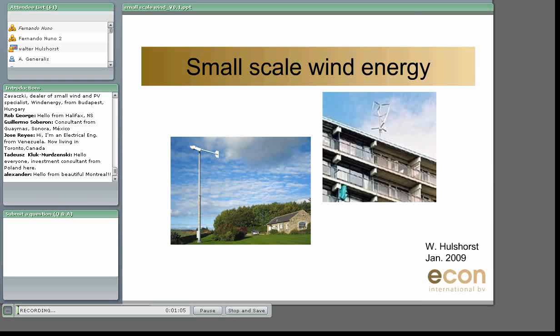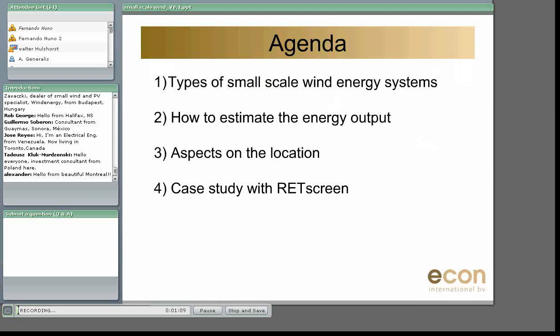So the agenda for this afternoon, evening or morning, depends on the time where you are. We will start with several types of small-scale wind energy systems we have around the world, and how you can estimate your energy output. After all, if you have a small-scale wind energy turbine, you would like to have the output to be energy. As you will find out later on, it will depend on the wind speed you have, and that depends also on the location where you will add your wind energy source. And after that, Fernando will continue with a case study, which is RETScreen.